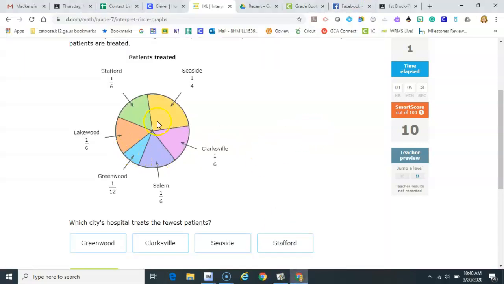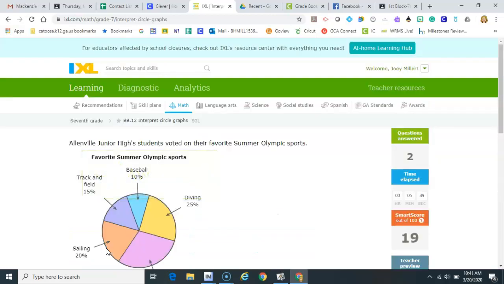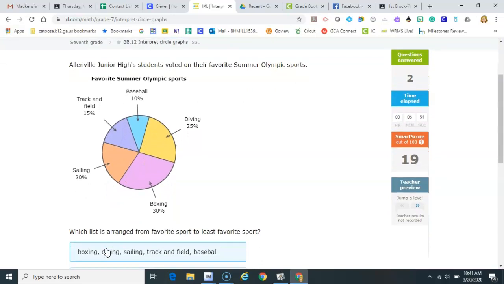So as I'm looking, I can actually see that on here, 1/4 is a big piece and 1/12 is the smallest. So which city's hospital treats the fewest patients? That's Greenwood. And make sure you're reading the question carefully for least and fewest.